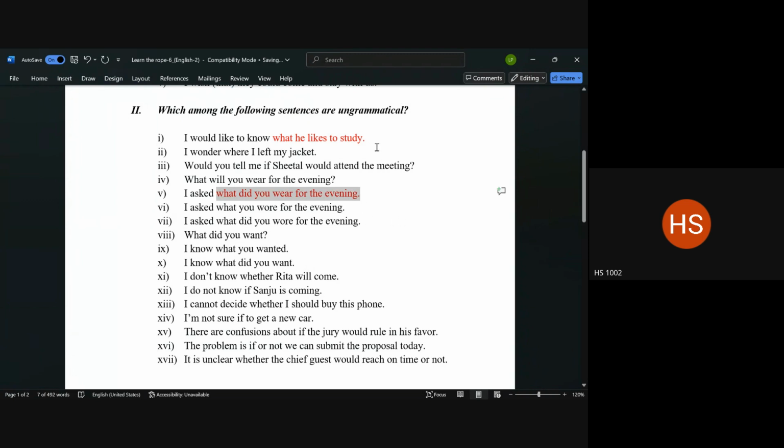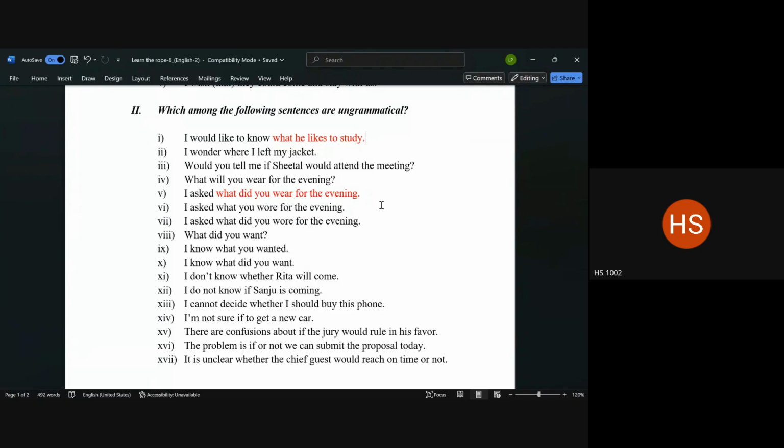Even if one is in present tense and the other in past tense, okay, that I understand. But otherwise, what difference do you see here? What he likes to study and what did you wear for the evening? I'm asking you a deeper question than whether it is this part or that part. Ma'am, we should use does in place of did. No, that we don't have to.